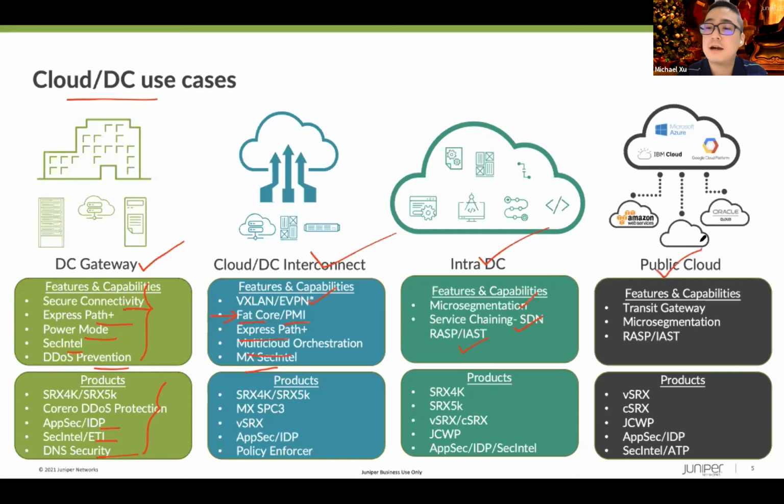And the public cloud, right? The classic feature is the transit gateway, leveraging the vSRX to inspect the traffic across different VPCs on AWS. That is still there. And micro-segmentation is supported, and also the CWP, the cloud workload protection solution, is still applicable.